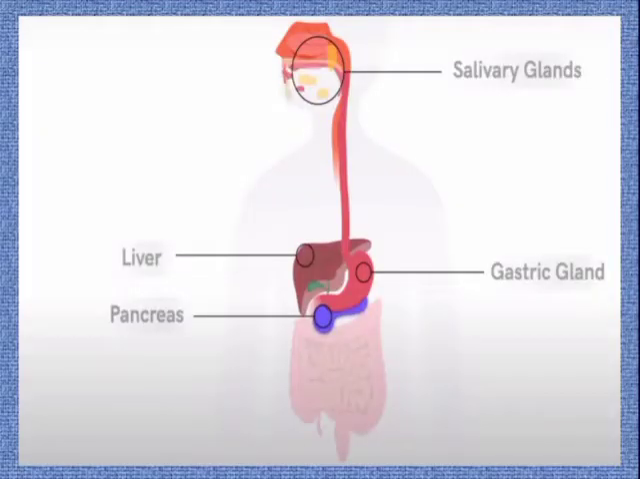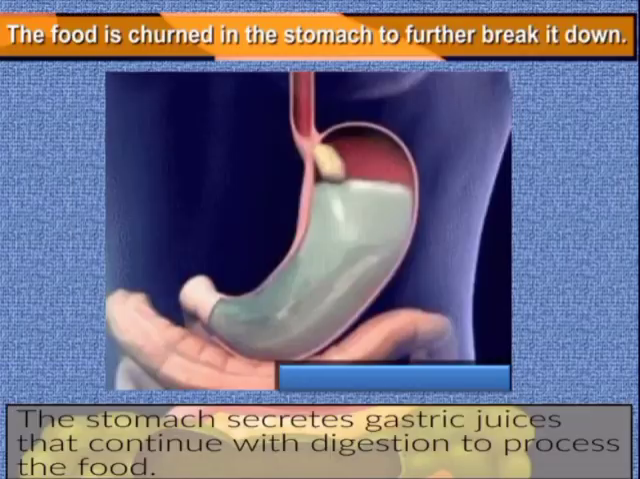Dear students, there are glands all throughout the digestive system. They secrete digestive juices at various points in the digestive system. First we have the salivary glands. Next on the list are the gastric glands on both sides of the stomach. Then come the next two glands, the liver and the pancreas.